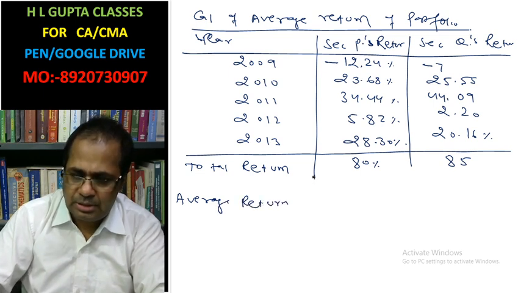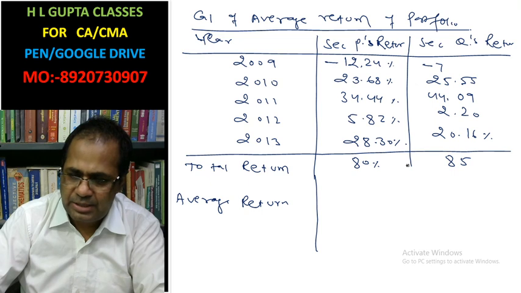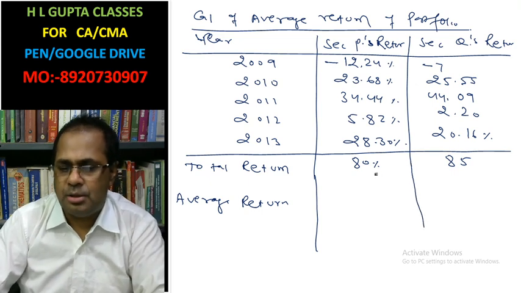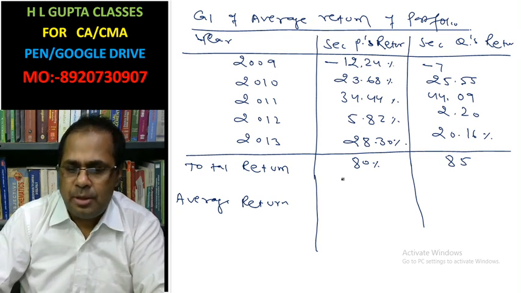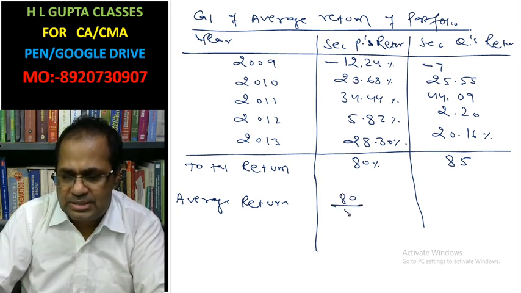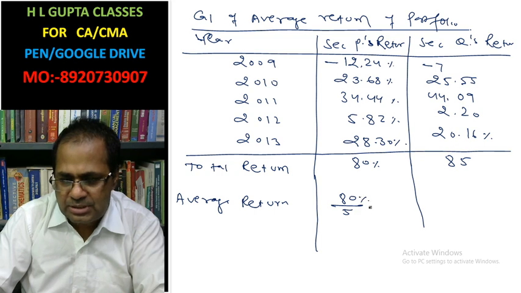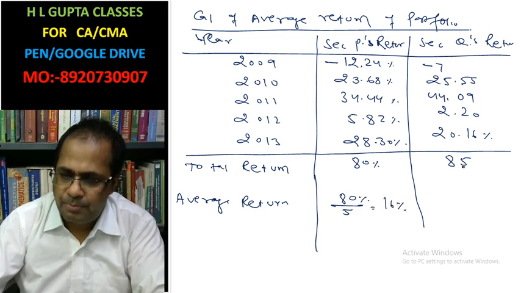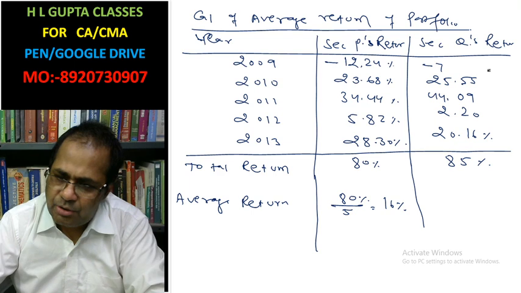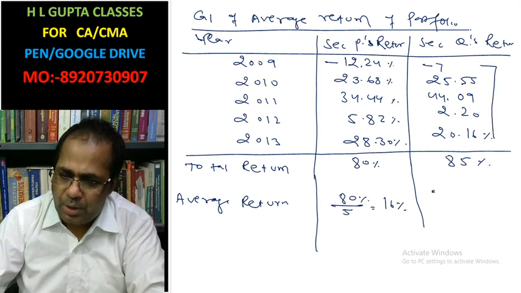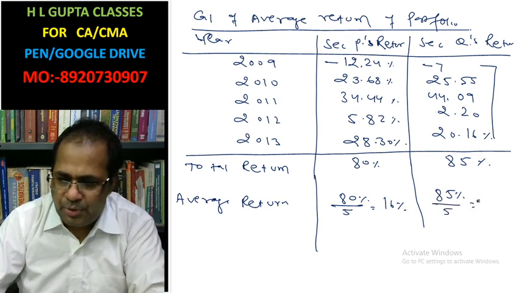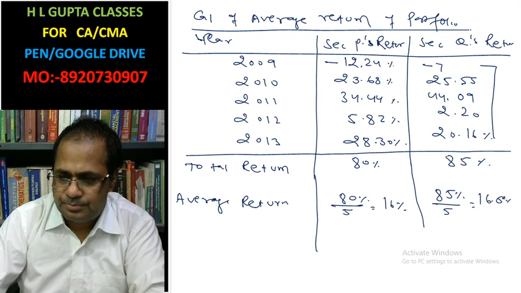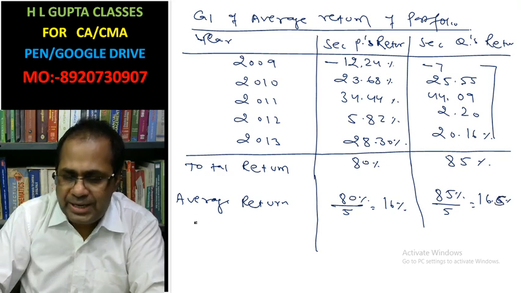Please try to understand this average return. Average return means what? If there is an 80% return during the five years, then what will be the average return? This is 80% in 5 years, so it is a 16% return. Similarly, 85% return during these 5 years, so the average return is 16.5%. Now the weight is given here.